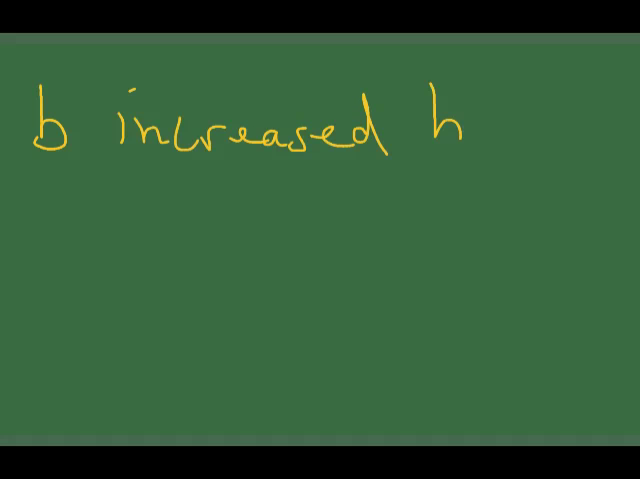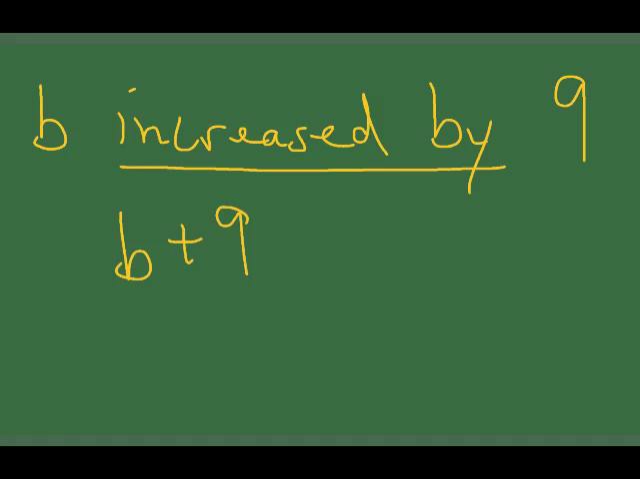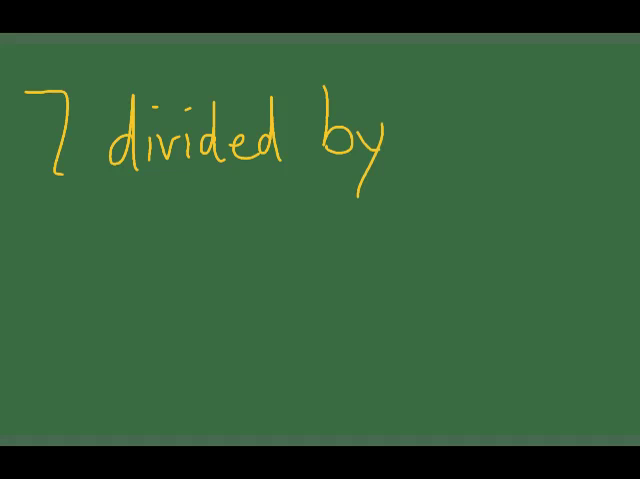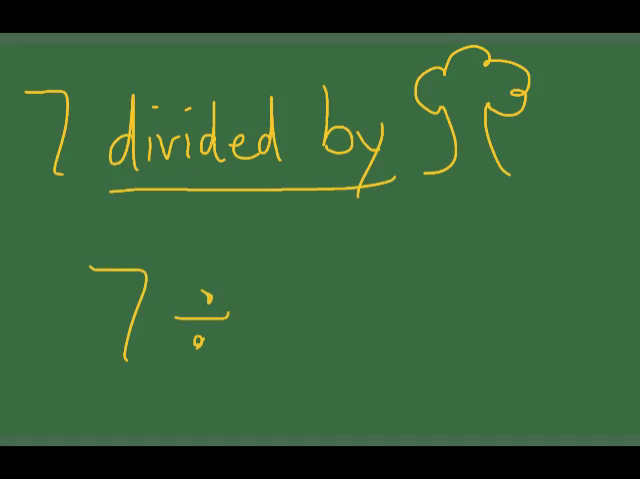All right, let's do another. Let's do b increased by 9. That increased by should look familiar. That's addition. b plus 9. Okay. And let's do 7 divided by, we'll bring the tree back. Okay. Clearly the divided by, we just swap out the symbol, right?